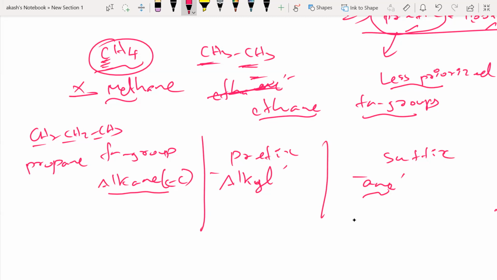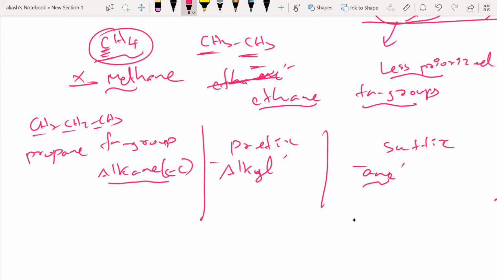Okay, so the next one is about alkenes. When do you have alkenes? When you have C double bond C. The prefix will be used very rarely, but I'll still let you know it is alkenyl, and the suffix you have to end up with is ene.